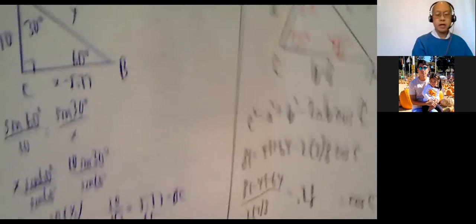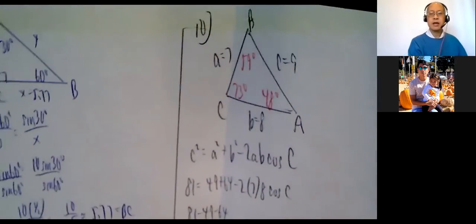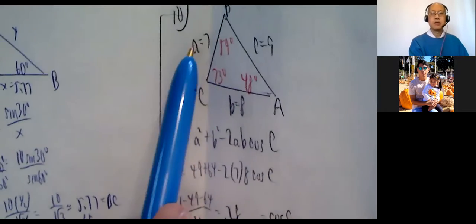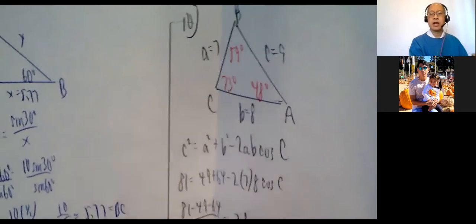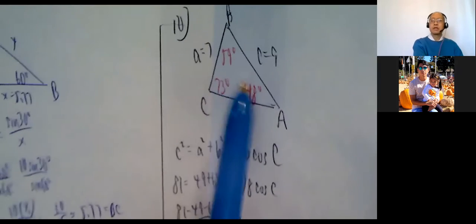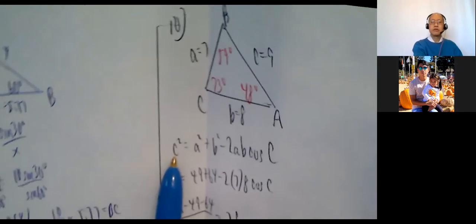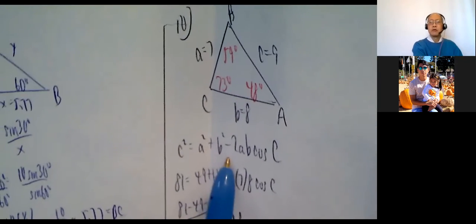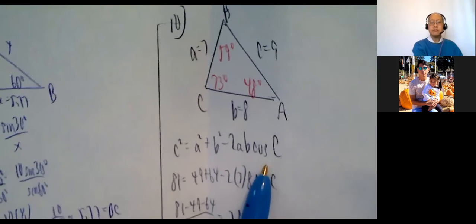Okay, last one, number 10. So the three sides are 7, 8, and 9. Find the angles. So no angle was given. You were given 7, 8, and 9. Usually it's best to start with the largest angle, which is opposite the largest side. So C squared equals A squared plus B squared minus 2AB cosine of C.